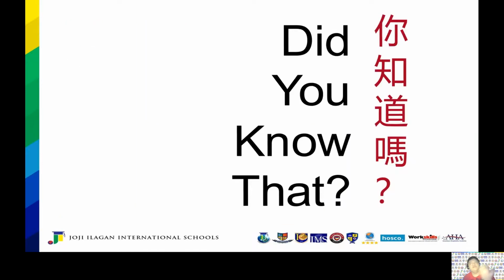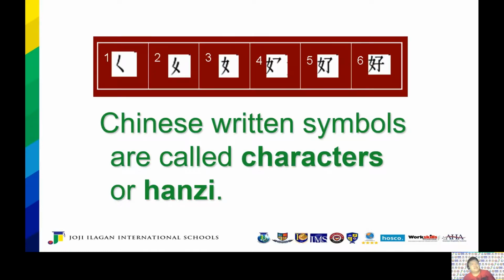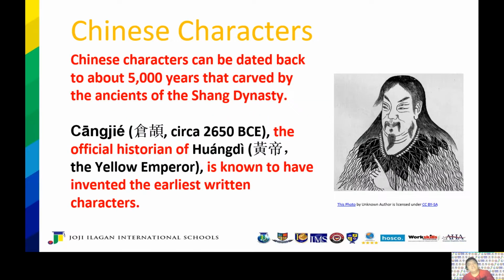So let's have some facts. 你知道吗? Chinese written symbols, as we have seen throughout our learning of Mandarin Chinese, are called characters, or hanzi, characters of the Han. So what are these Chinese characters? Chinese characters date back almost 5,000 years, carved by the ancients of the Shang dynasty.